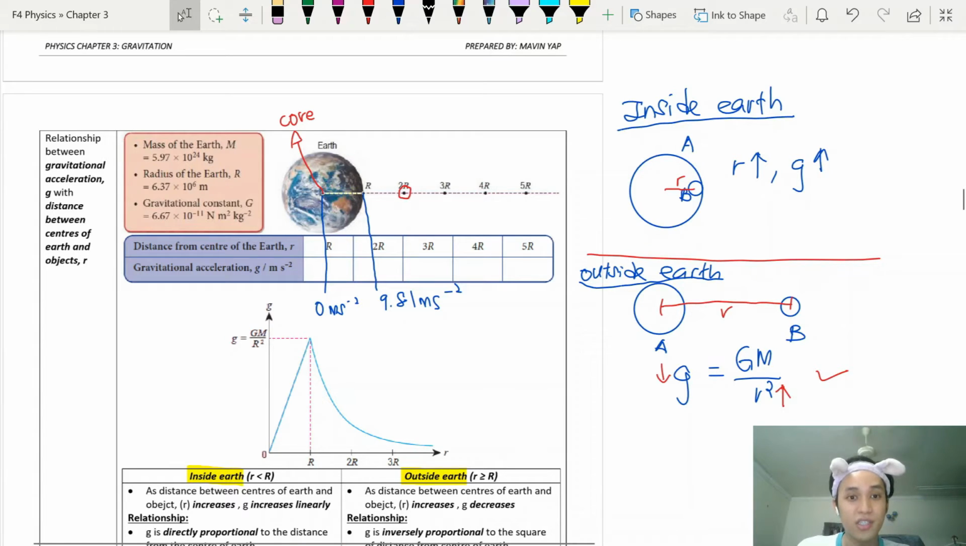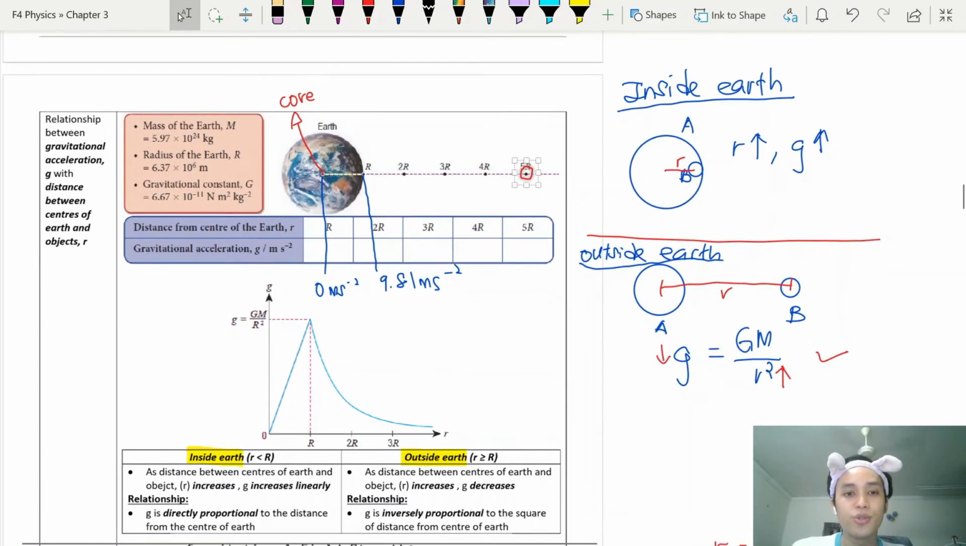Now he is not inside the Earth anymore, right? Outside Earth. Therefore, as you're outside Earth, the theory applies. If you are further away from the Earth, the gravitational force that you experience is actually lower, right? Therefore, your gravitational acceleration will also be lower. And then if you move even further, then of course your gravitational acceleration will decrease even further. So that is the relationship between the gravitational acceleration and also the distance.